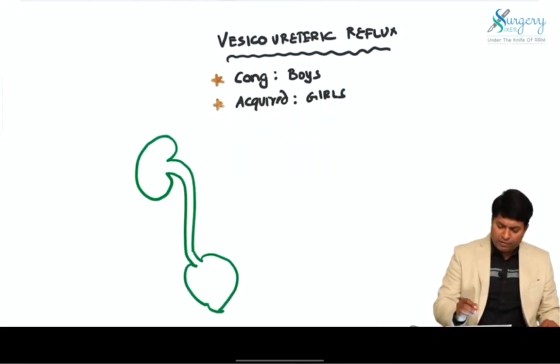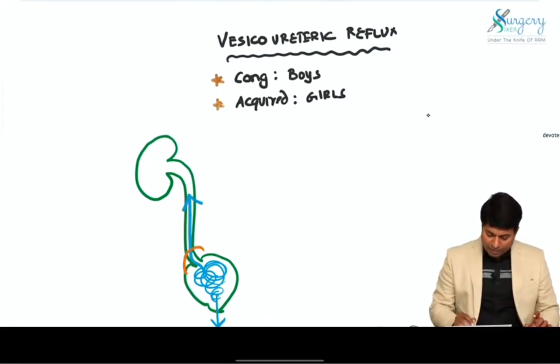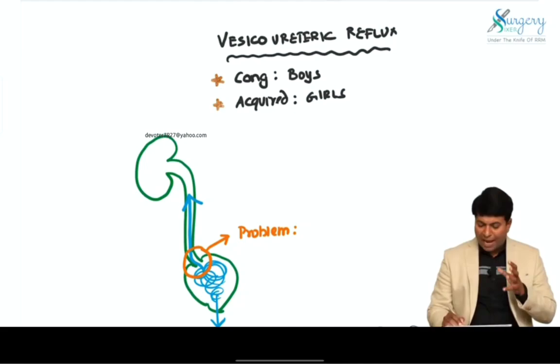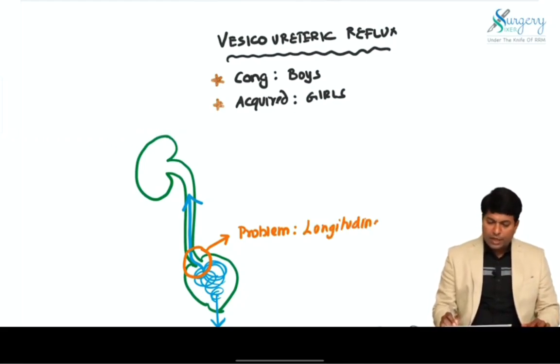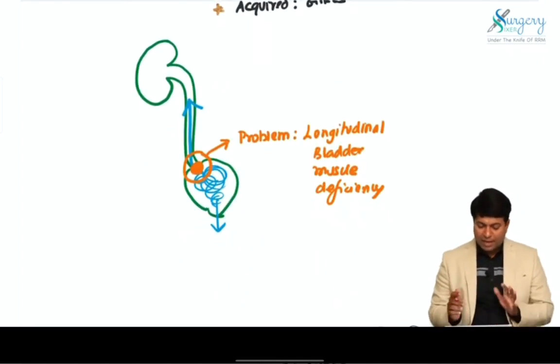What happens? The urine from the bladder, when passing out, refluxes into the ureter like this. It means there is a problem at the vesicoureteric junction. What problem is there? The problem is in the longitudinal bladder muscle. Please remember this MCQ: longitudinal bladder muscle is deficient. So longitudinal bladder muscle deficiency causes reflux, and the intramural part of that ureter is also disturbed.